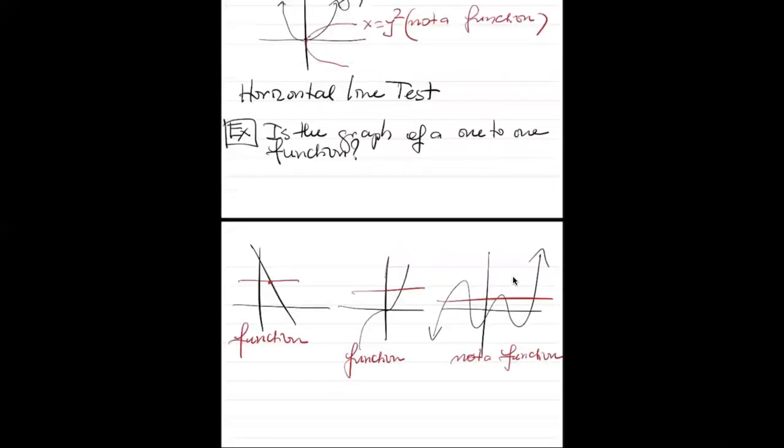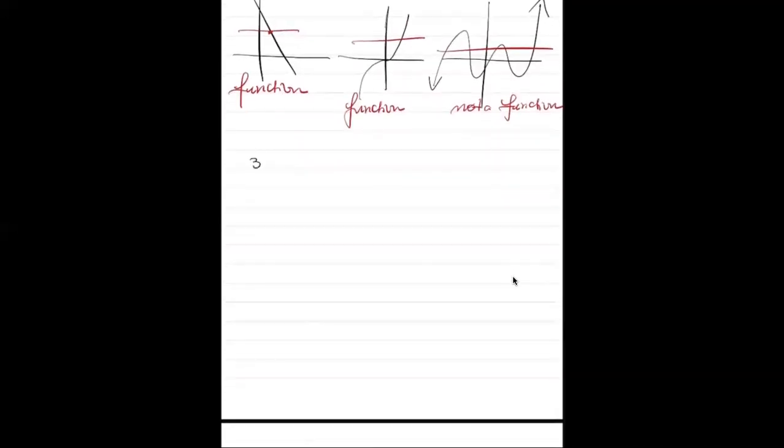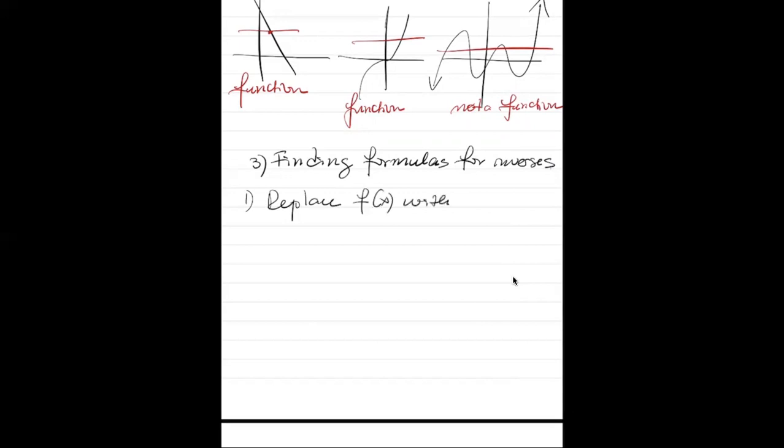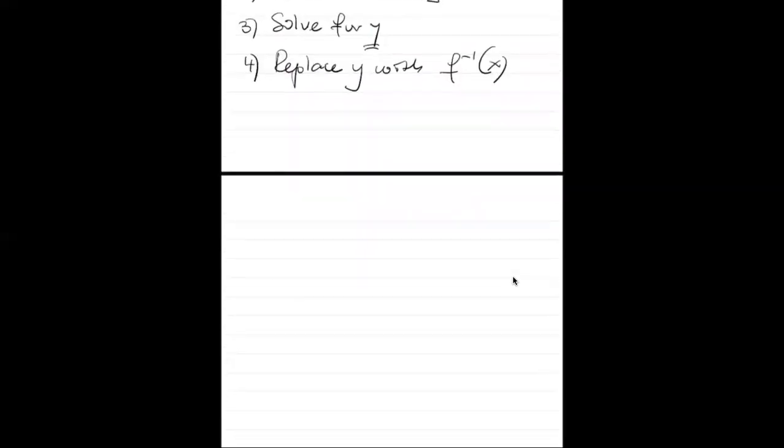So number 3. What was number 2? Number 3, finding formulas for inverses. So here's the procedure. Number one, replace f of x with y. Number two, switch x and y. Number three, solve for y. And number four, replace y with f negative 1 of x, because this y that we got here, it's not the same as the first y. So it's the y for the inverse.